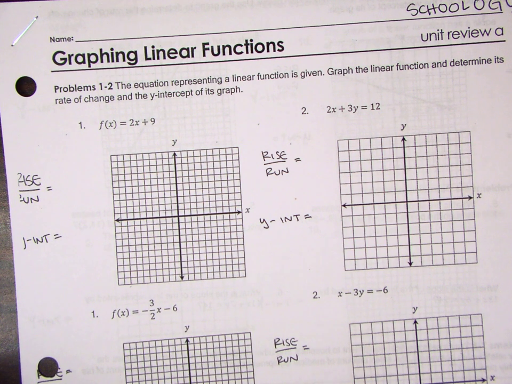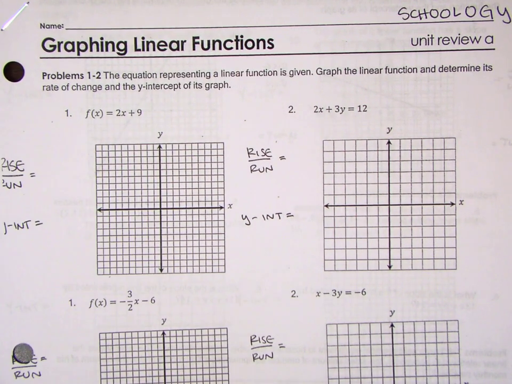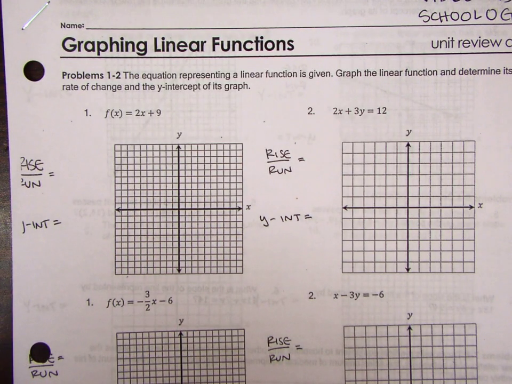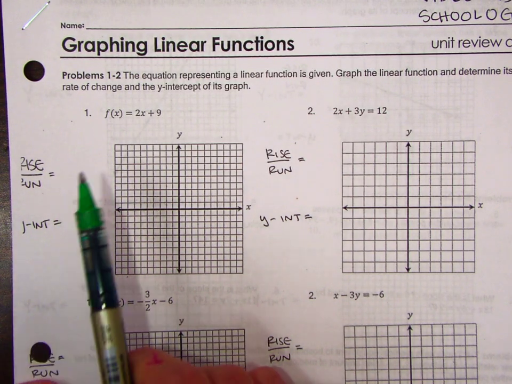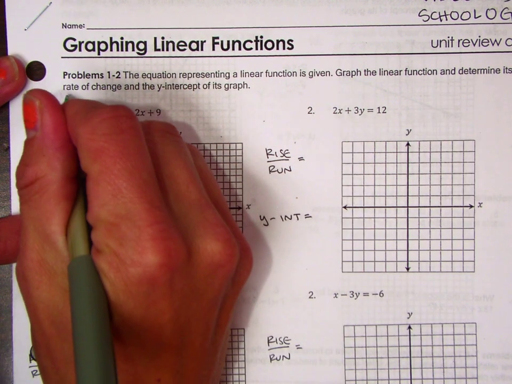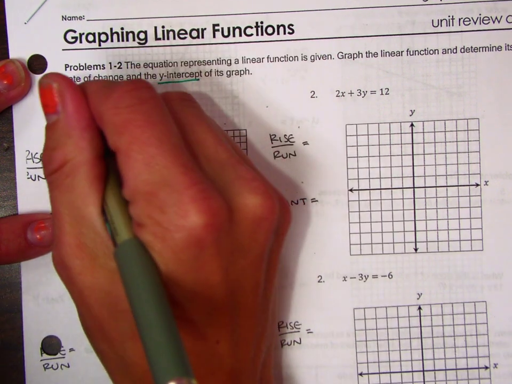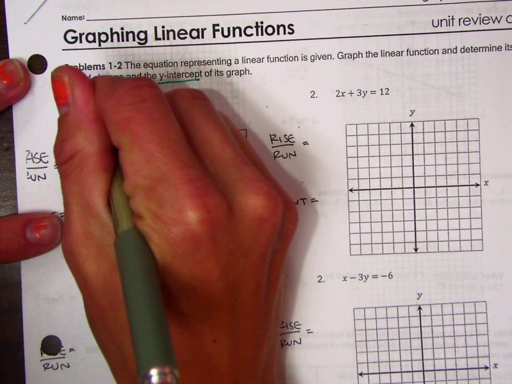Okay, so we're going to do this review like we did the other one. I'm going to do a couple problems, and then you're going to pause the video and work a couple problems on your own. The first two questions say that we're going to graph the linear function and determine the rate of change and the y-intercept. Remember, rate of change is another word for slope.